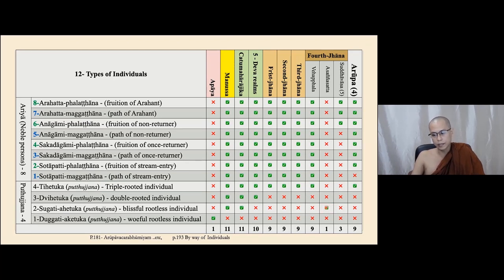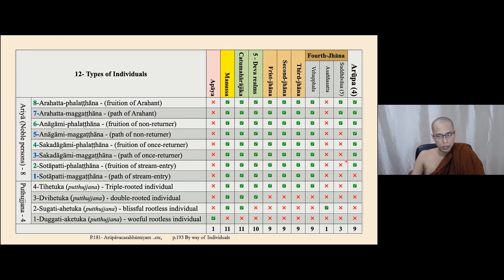That is why they are rootless individuals, but they are Brahma. That's why the Sukhati Ahetuka. The Suddhavasa are only 3: the fruition individual or non-returner, Arahatta Phala, and the Anagami Phala, Arahatta Magga, and Arahatta Phala.